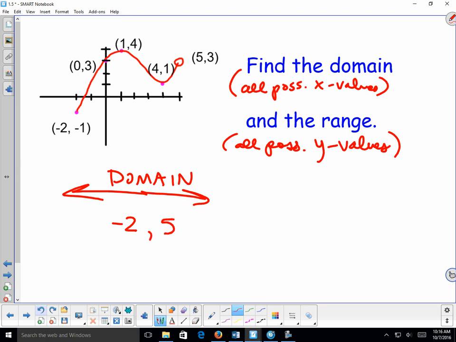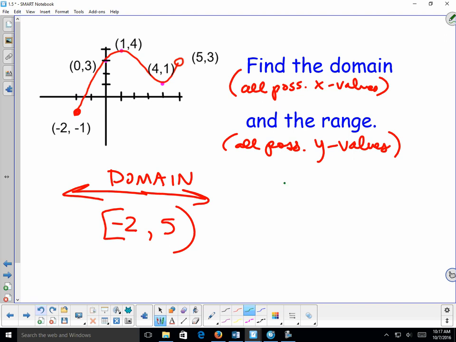Do we want to include the -2? Yes, because that's actually a point right there at -2, -1. So I'm going to include that. Do I want to include 5? No, because that's just a hole in the graph there. That's not actually a point. So that means that we are going to include the -2 but not include the 5. So our domain is going to look like this.